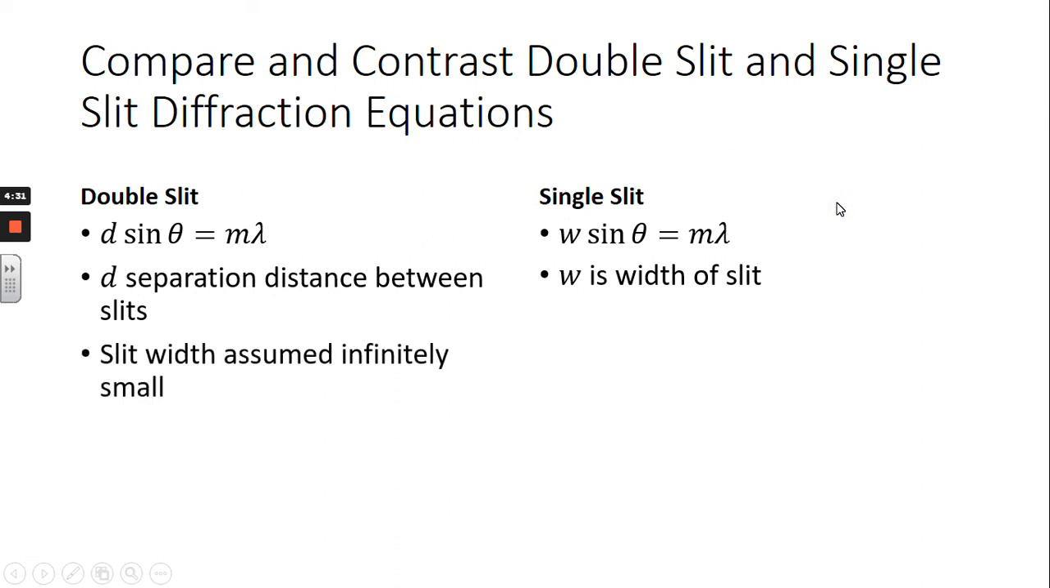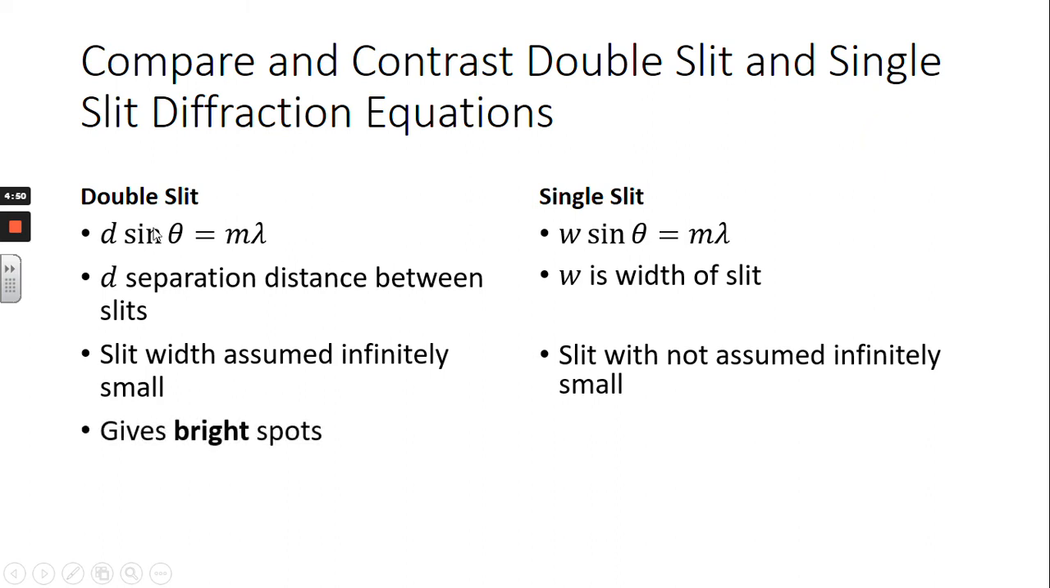In a double slit experiment, the slit width is assumed to be infinitely small or negligible relative to the separation distance between each slit. The slit cannot be infinitely small for single slit diffraction. You need some width to allow the wave to interact and interfere with itself. This equation for double slits gives you the bright spots, whereas we get dark spots for single slit diffraction because the waves that are diffracting are only half the width apart.